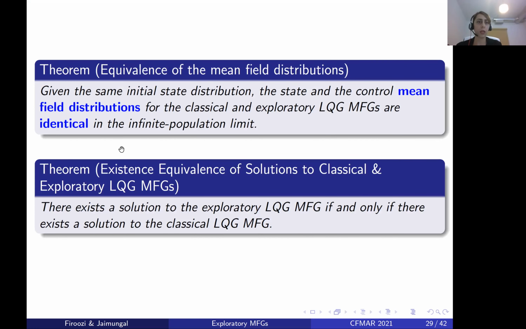This can be shown mathematically. Given the same initial state distribution, the state and control mean field distributions for the classical and exploratory LQG MFG systems are identical in the infinite population limit. Another interesting aspect when we compare the classical and exploratory systems is that there exists a solution to the exploratory LQG MFG system if and only if there exists a solution to the classical system. So there is this existence equivalence between the solutions of the two systems.